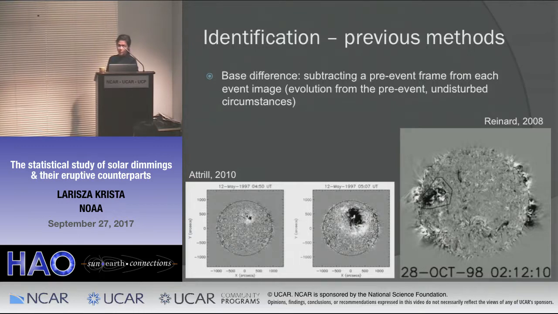Both are great. Base difference, for some of you, if you need a little reminder, base difference is you take a picture before the eruption of the sun, and then you subtract that image from each frame later in time, and that's how you build a movie of the changing image. So here's an example by Gemma et al. This is the beginning of the dimming appearing in this region, and as it changes over time, it is the dark region that is meant to be the dimming. And Alicia Reinhardt, my co-author, had also identified dimmings using difference images.